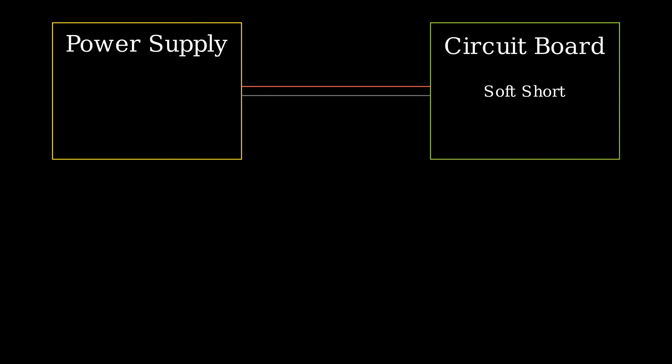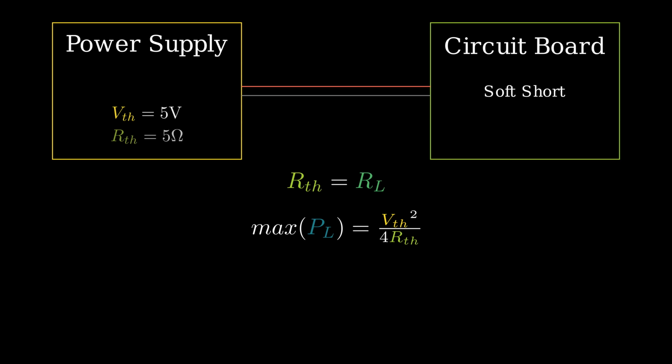Going back to our original situation, if you want to cause the largest temperature rise in the short location, you're going to need to match the output resistance of the power supply. If the power supply is set at 5 volts and has an output impedance of 5 ohms, the max power dissipated by the load is 1.25 watts.